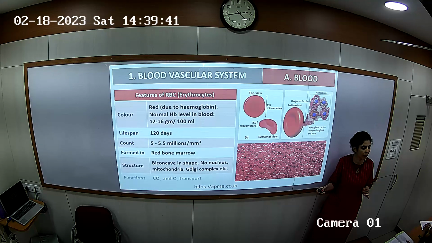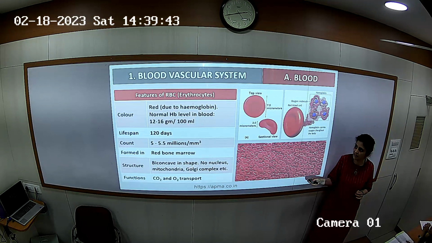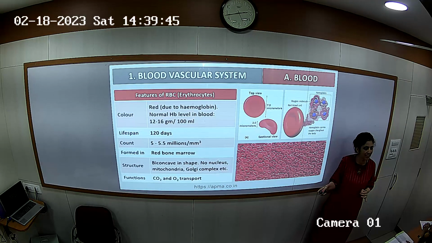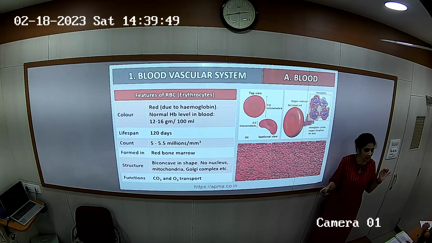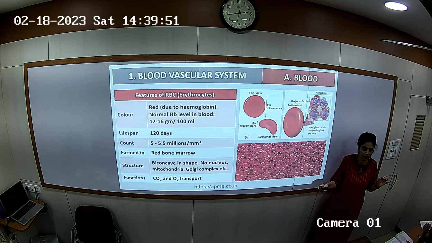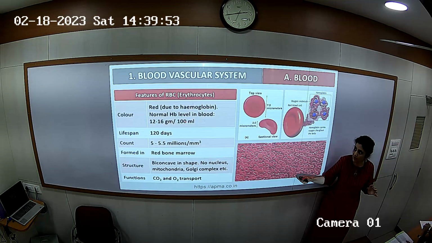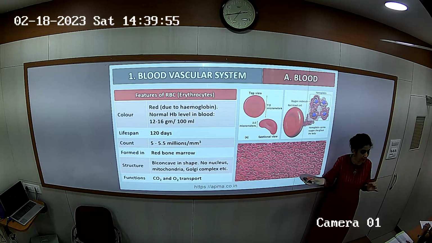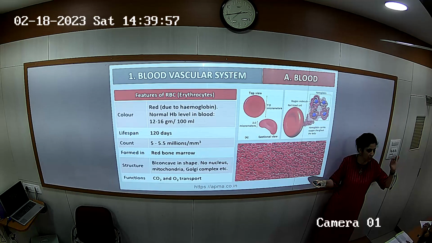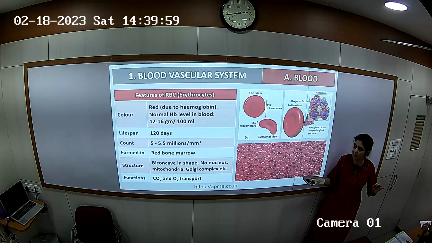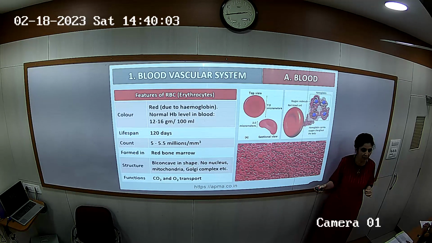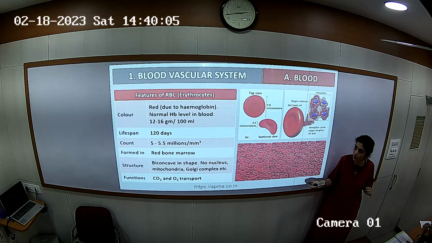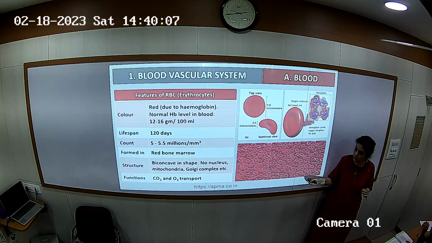What is the normal hemoglobin level? Very commonly asked MCQ. It is 12 to 16 grams per 100 ml. This is one of the very rare places where the denominator is 100 ml. Remember, it's not per microliter or cubic mm or liter or anything. It is per 100 ml or deciliter. 100 ml is called a deciliter. Okay? So 12 to 16 grams per 100 ml.